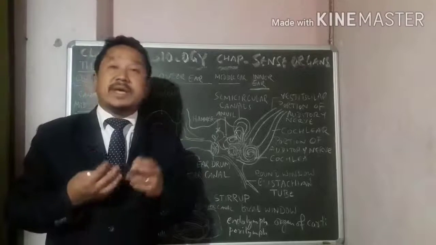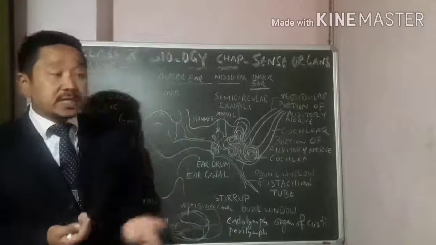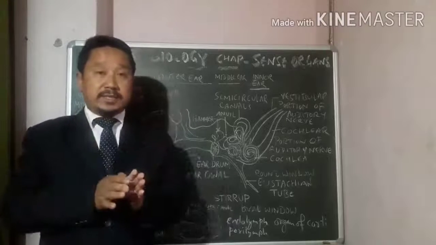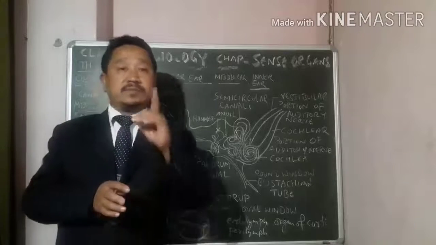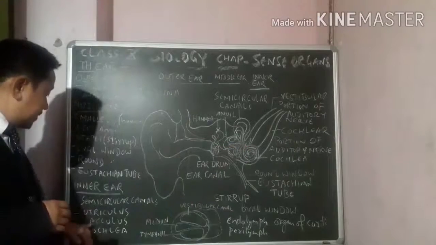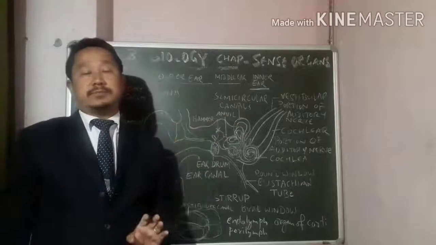So this utriculus and sacculus also contain the sensory cells for maintaining the static balance of the body. That means when we are at rest, when we are sitting, at that time also the body has to be balanced. So that balance at rest is maintained by the sensory cells present here in the utriculus and sacculus of this base of the semicircular canals.